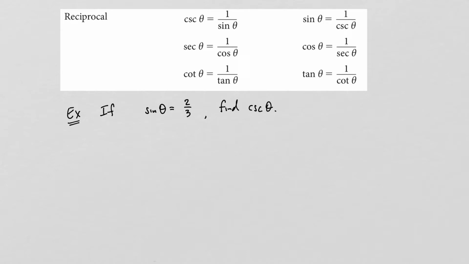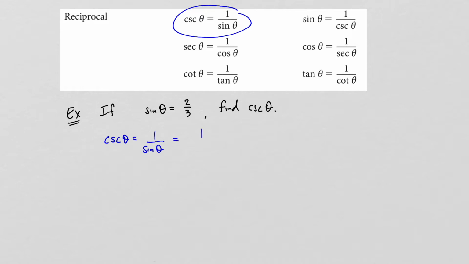So in this first example here, it says if sine of theta is equal to 2/3, find the cosecant of theta. Now, this is actually a pretty simple problem to work out, and you really can get the answer to this without showing any work whatsoever. But let's go ahead and go through the work. Cosecant of theta is equal to 1 over the sine of theta, according to this identity right here.